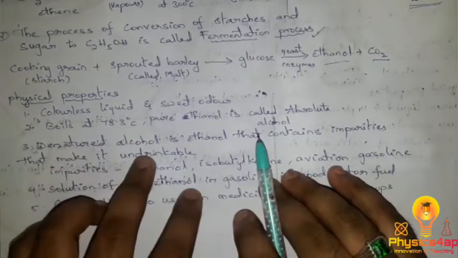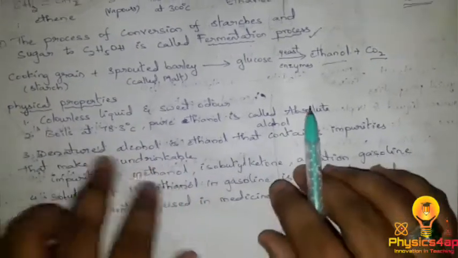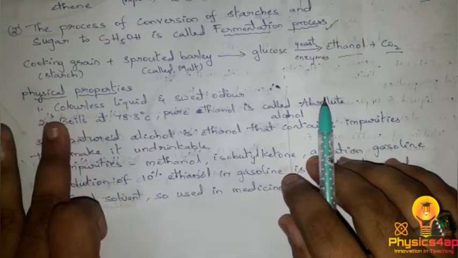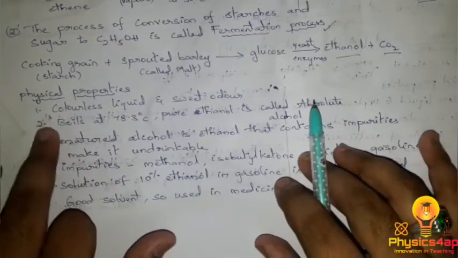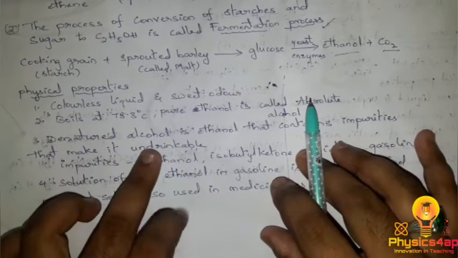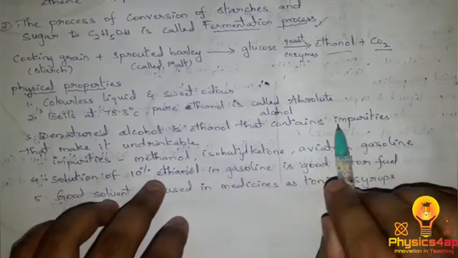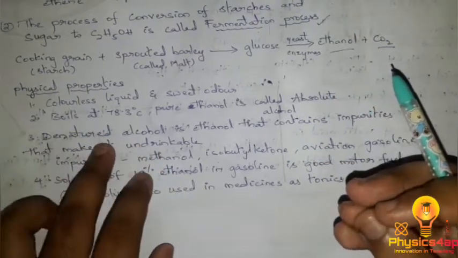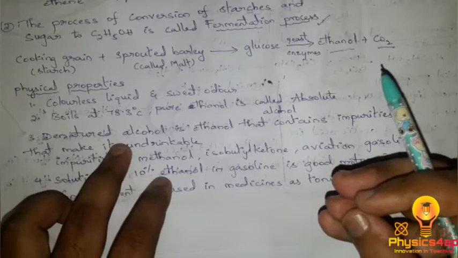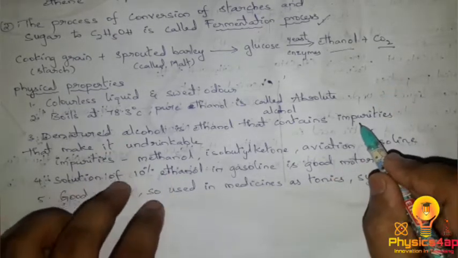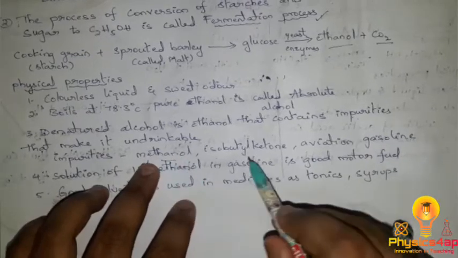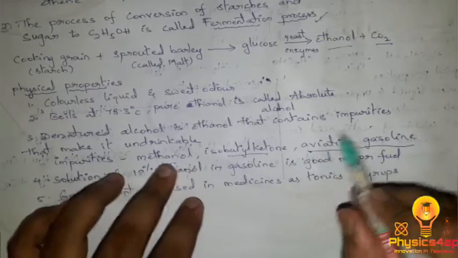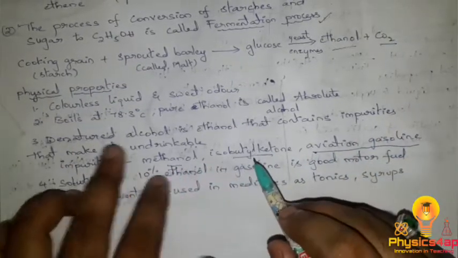And next, the denatured alcohol. What is denatured alcohol? Natured, denatured. You might have got an idea about what is natural and denatured. So denatured alcohol is ethanol that contains impurities which make it undrinkable. That means we cannot drink it at all. So that is called denatured alcohol. Denatured alcohol has some impurities, such as methanol, isobutyl ketone, and aviation gasoline. These are some of the impurities present in denatured alcohol.